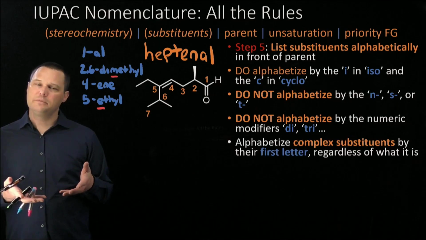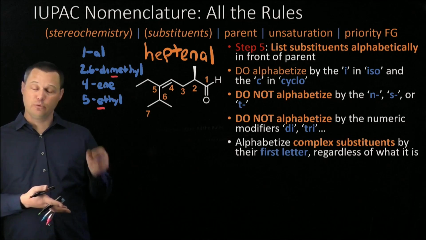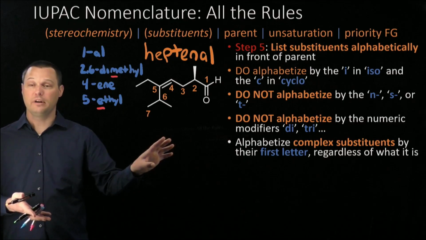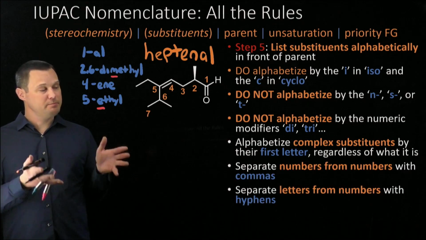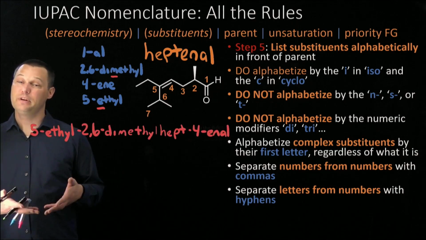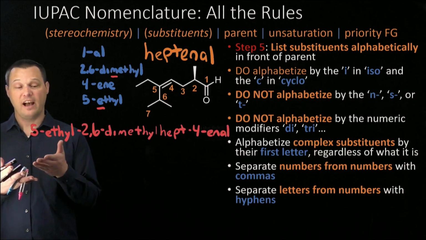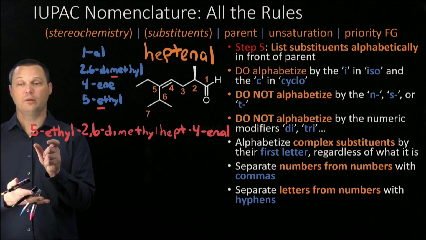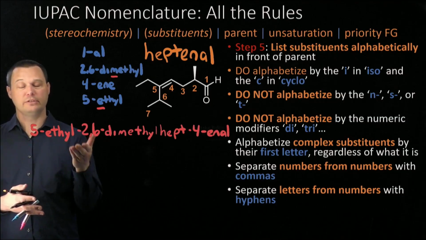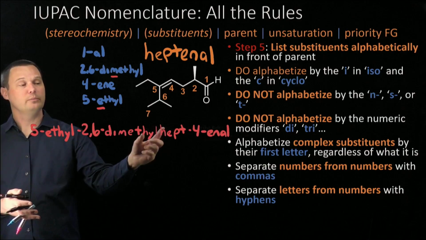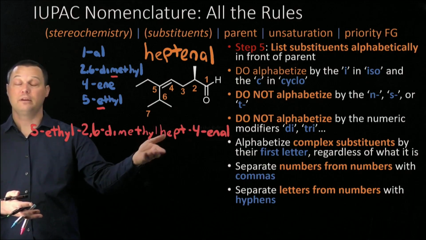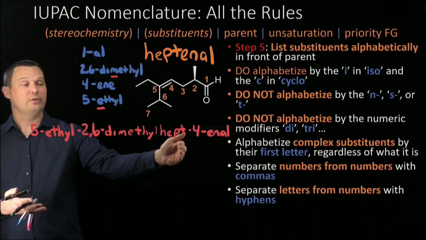If we had a complex substituent, we would alphabetize the complex substituent by the first letter regardless of what it is. And finally, when we're putting together the name, we separate numbers from numbers with commas and numbers from letters with dashes. So putting it all together for this molecule, at the 5 position we have the ethyl group. We separate the number from the letter with a dash, then another dash, and 2,6 dimethyl. After that, we run right into the parent hydrocarbon. We have two letters here. We don't separate letters from letters with anything, so it runs together as one word.